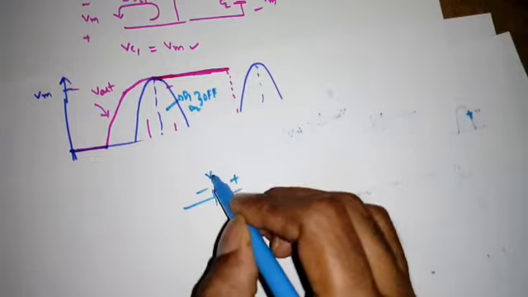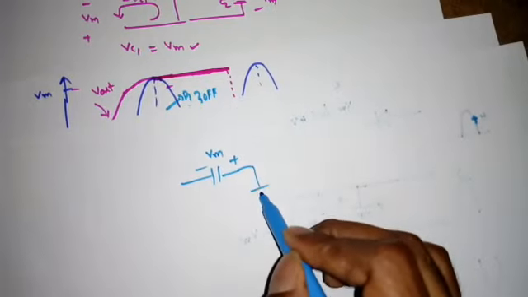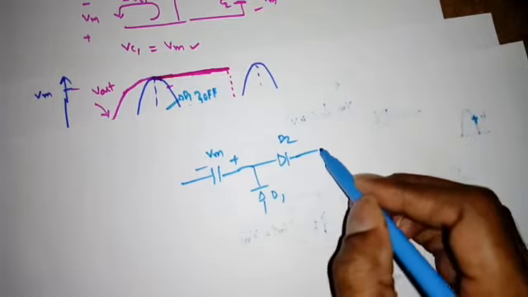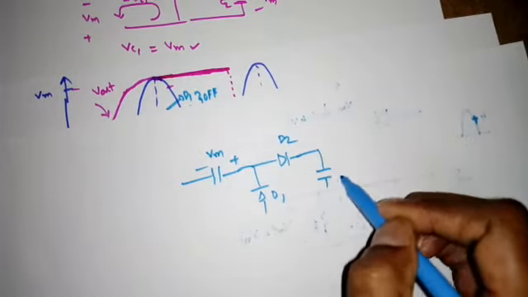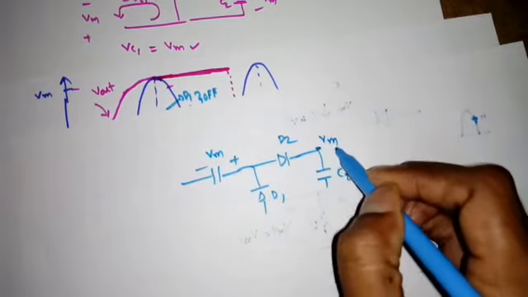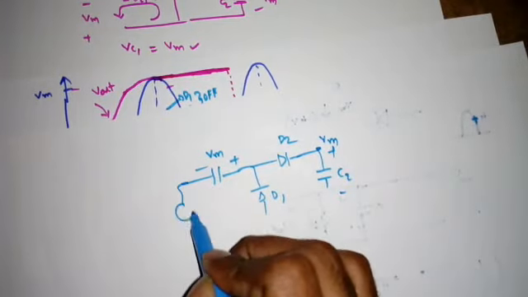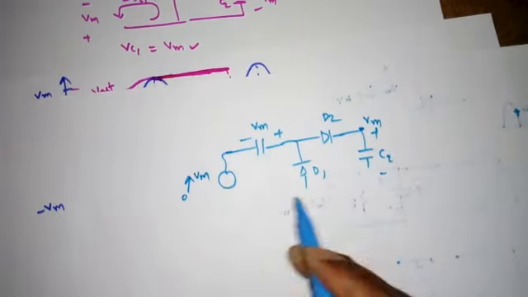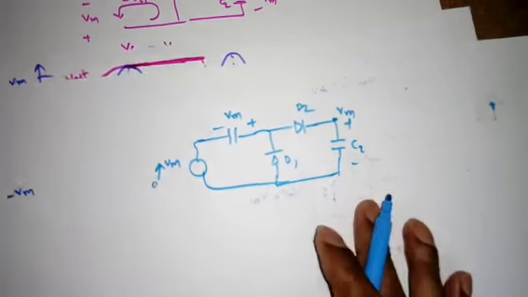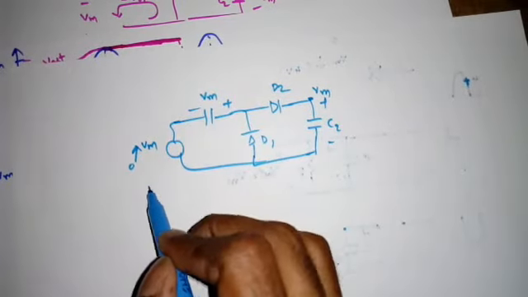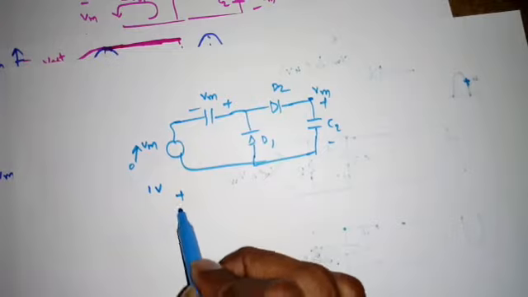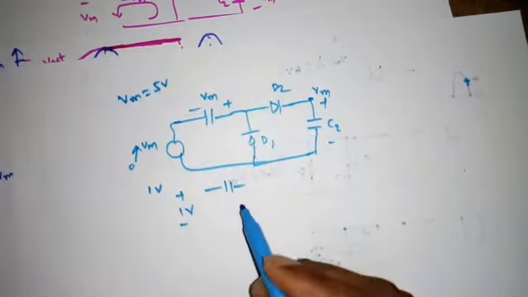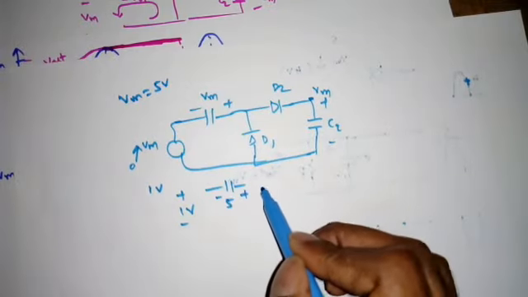So this is charged to Vm, with diode D1, D2, and this capacitor C2 which is charged to Vm, right? Now I'm increasing this Vin from 0 to Vm. If I take a numerical value, it will be clear. So I'm taking, suppose, 1 volt, so plus minus 1 volt. I have to take Vm as some value, so I'm taking 5 volts, so minus plus 5 volts.